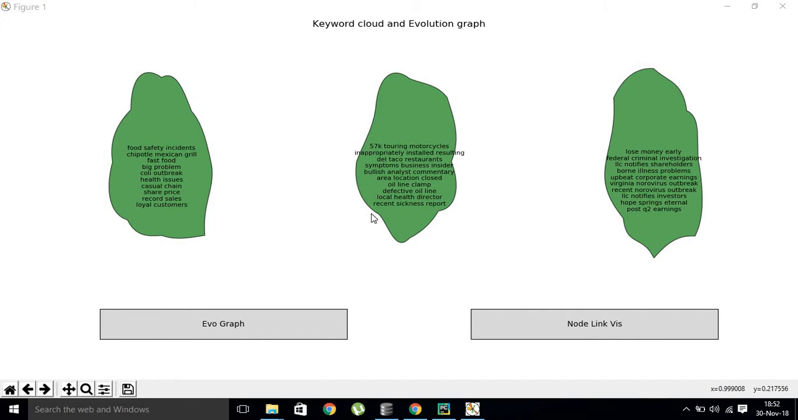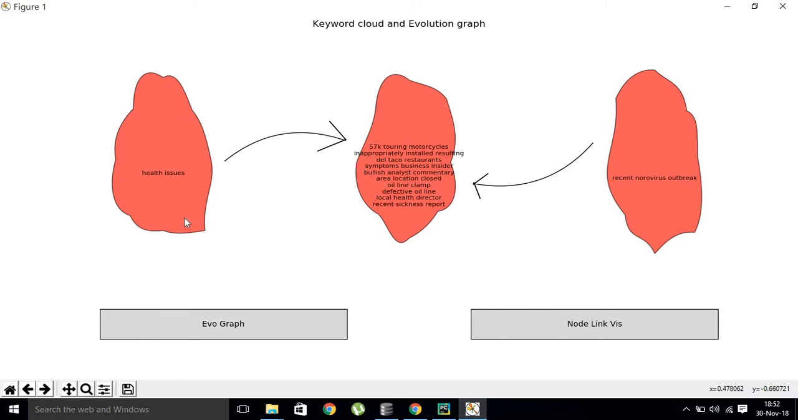As you can see in this evolution graph, we are able to take some of the keywords like food safety incidents, Chipotle Mexican Grill, recent sickness report, Virginia norovirus outbreak, recent norovirus outbreak. These are basically related to Chipotle. And when you click on this evolve graph, you can see there's health issues over here. You can see recent norovirus outbreak, which is related to the current news, and hence there is some sort of evolution.